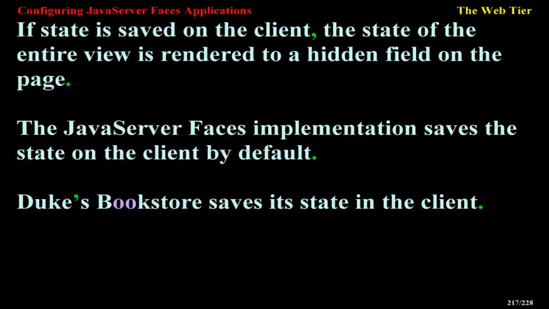If state is saved on the client, the state of the entire view is rendered to a hidden field on the page. The JavaServer Faces implementation saves the state on the client by default. Duke's Bookstore saves its state in the client.